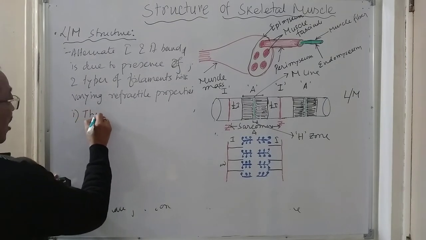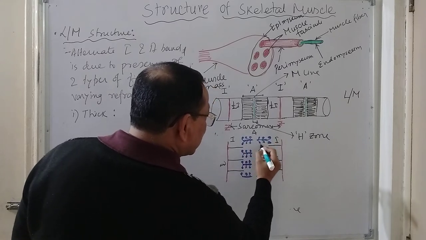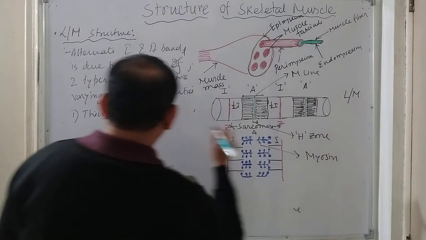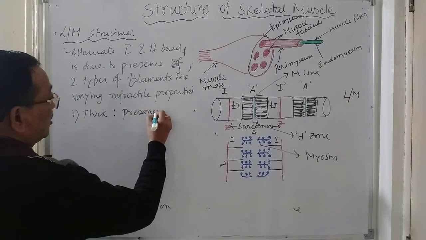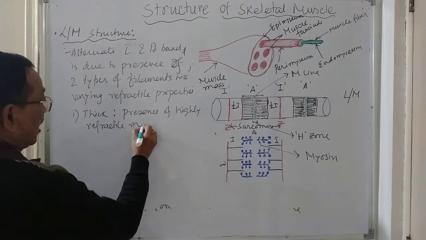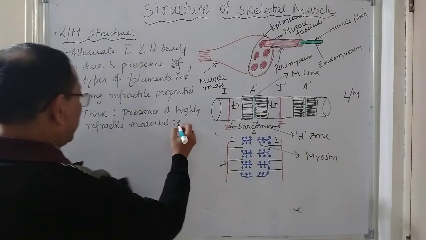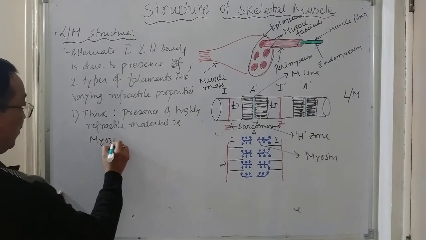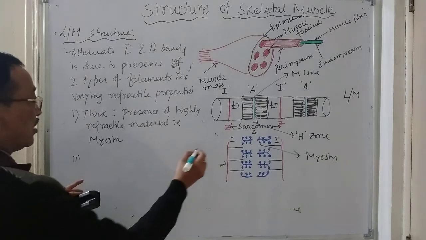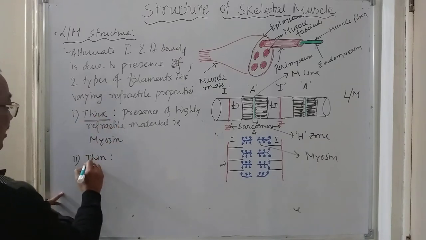One is known as thick myofilaments or thick filaments. The thick filaments are because of the presence of highly refractile material, that is myosin. And within the I band, there is the presence of thin filaments. The I band is because of the thin filaments. So the two types of filaments are thick filaments and thin filaments.